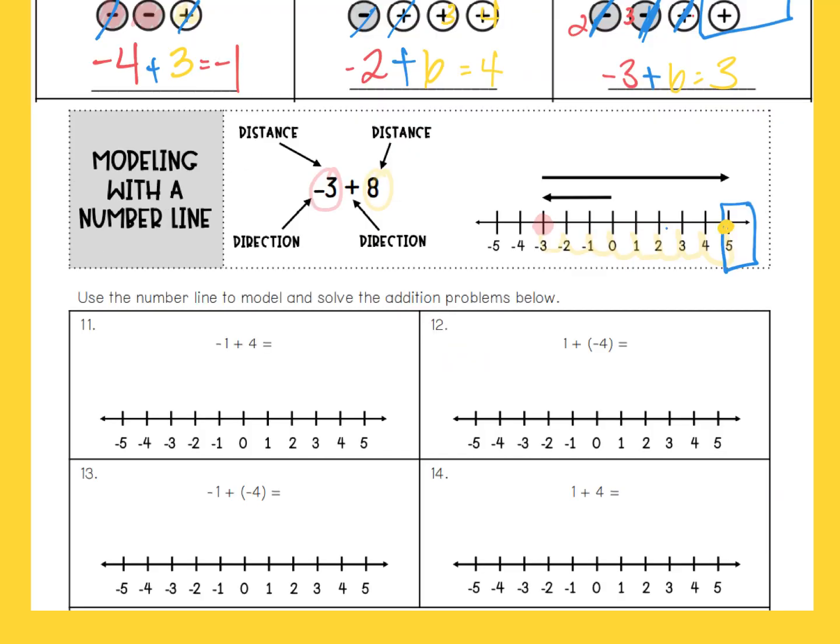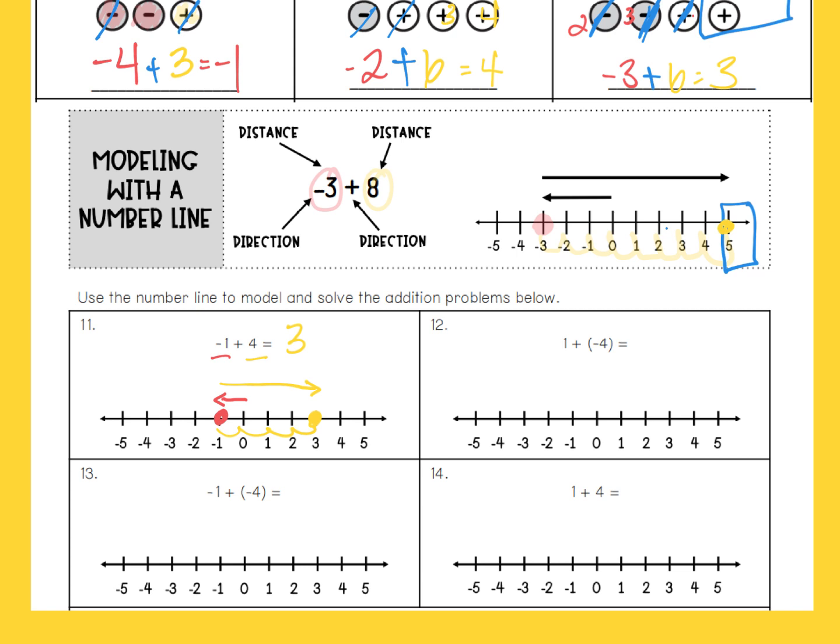All right, now we have negative 1 plus positive 4. Negative 1 plus 4. So my starting number is going to be negative 1. I'm going to go from 0 to negative 1. And then I'm going to add 4 to it. So I'm going to go to the right 4 times. 1, 2, 3, 4. I landed at 3. So negative 1 plus 4 is 3.